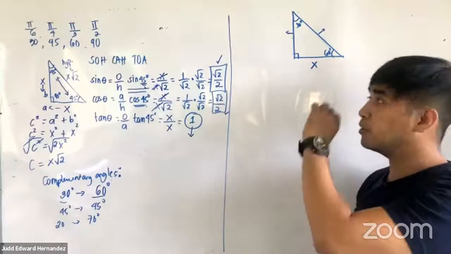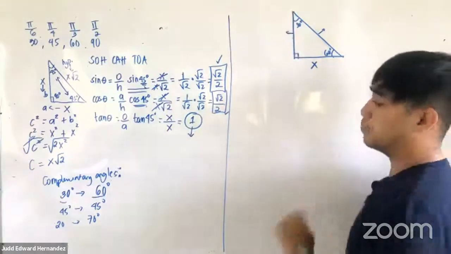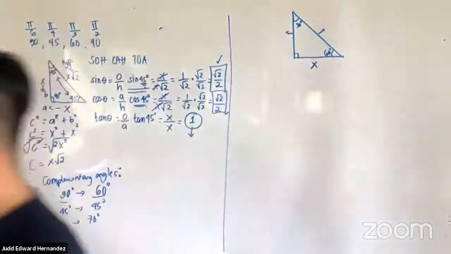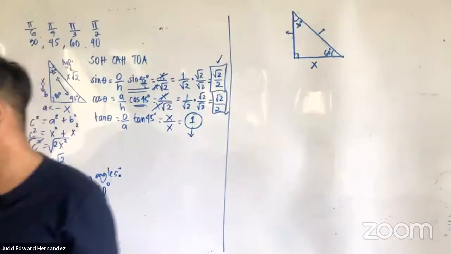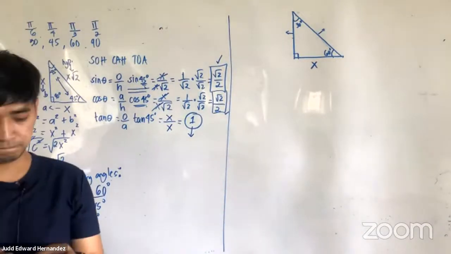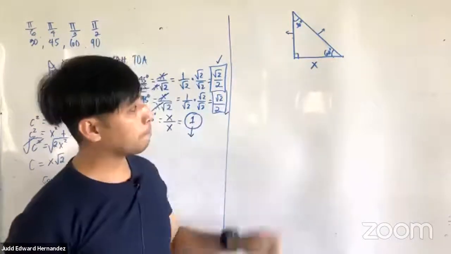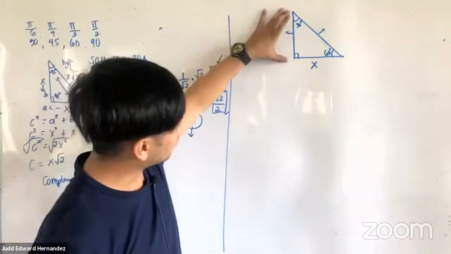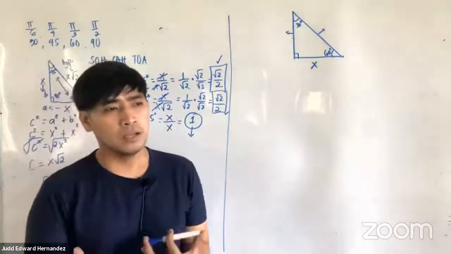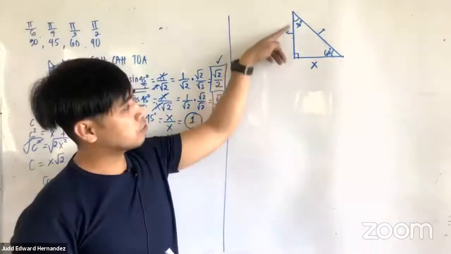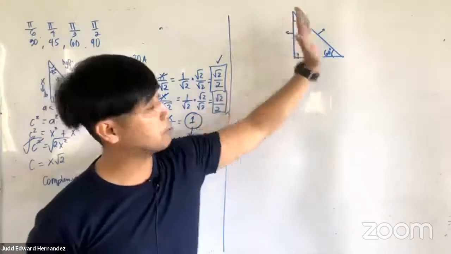So, mag-isip ng mabuti. If this is x, ano po yung length ng side na to at ano yung length ng hypotenuse? Okay, pag-isipan pong mabuti for 1 minute. This is 60, this is 30. If this is x, what will be the length of this one and the length of the hypotenuse? So, kailangan ma-visualize nyo. Paano mo makukuha yung mga sides na to kung isa lang yung given sa'yo, pero given ka ng angle sa loob ng triangle?